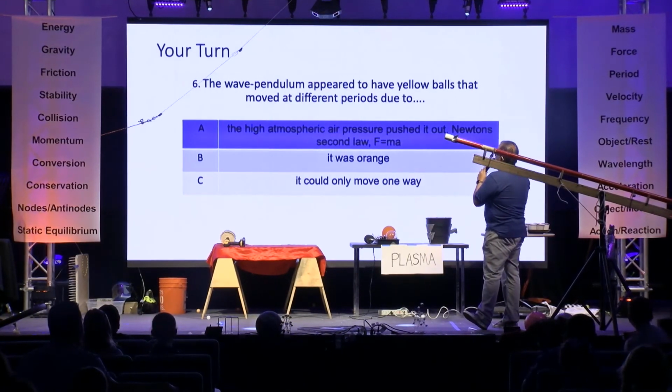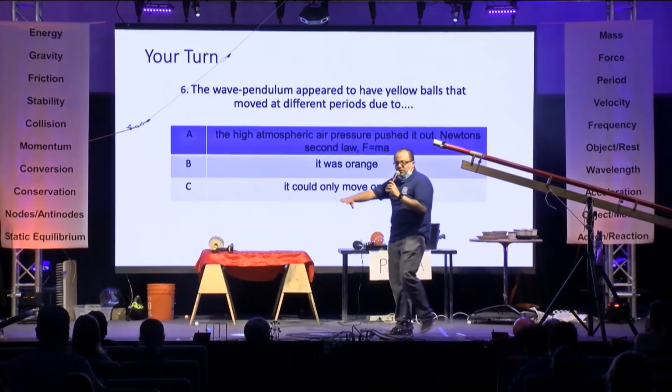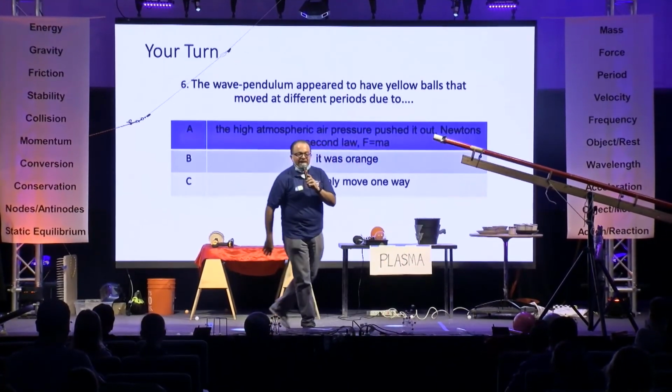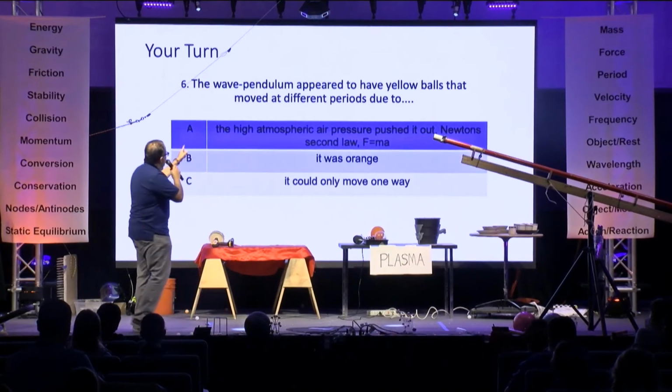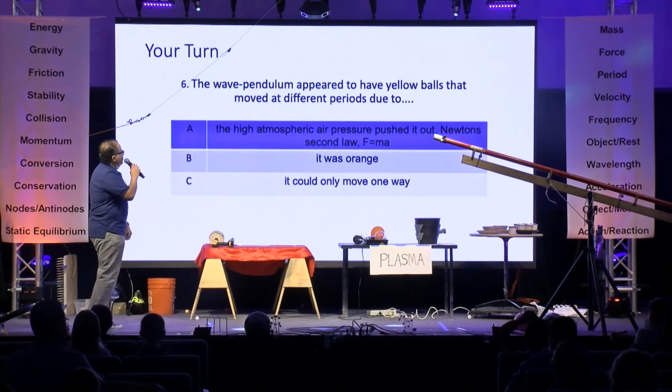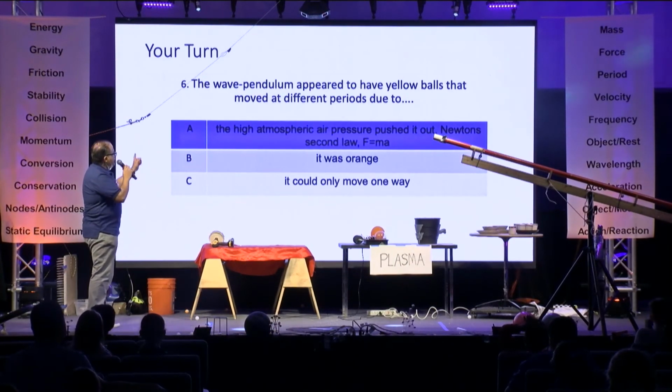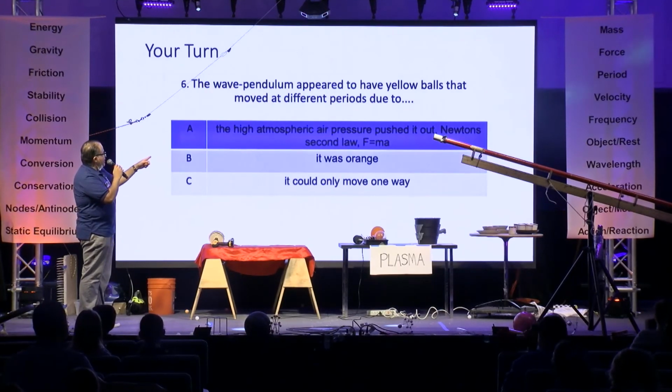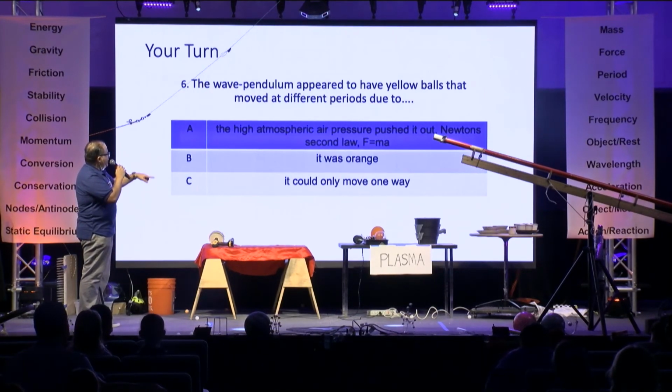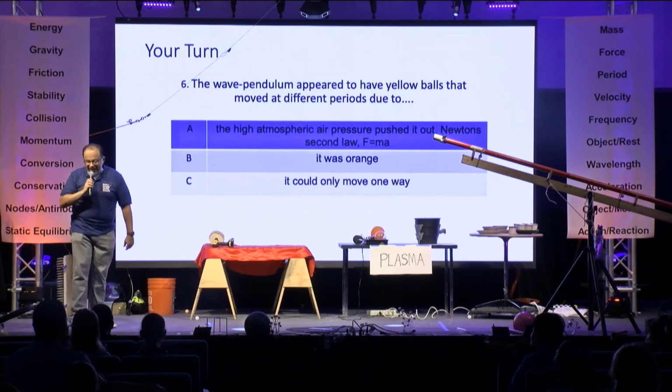The wave pendulum. You guys remember the wave one? The one that was like, woo, woo, woo, right? That one? Moved at different periods due to A, the high atmospheric air pressure pushed it out due to 10-second line equals A. It was orange. It could only move one way. Interesting answers.